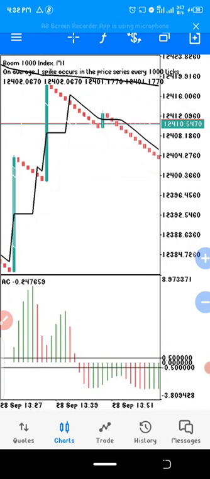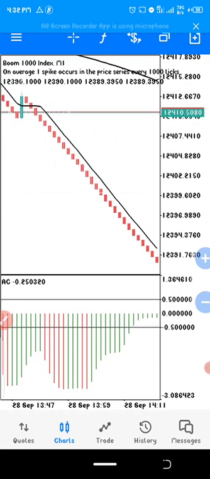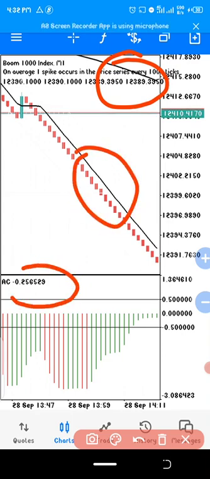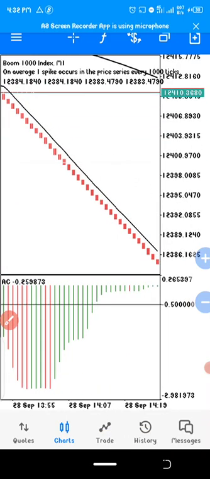So let me talk about the strategy. It is a simple strategy, and we're going to be using three indicators. We have the first one, which is our trend filter right here. Then we have the Ichimoku. Then we have the Awesome Oscillator, the accelerator oscillator. And this strategy is a very simple one.